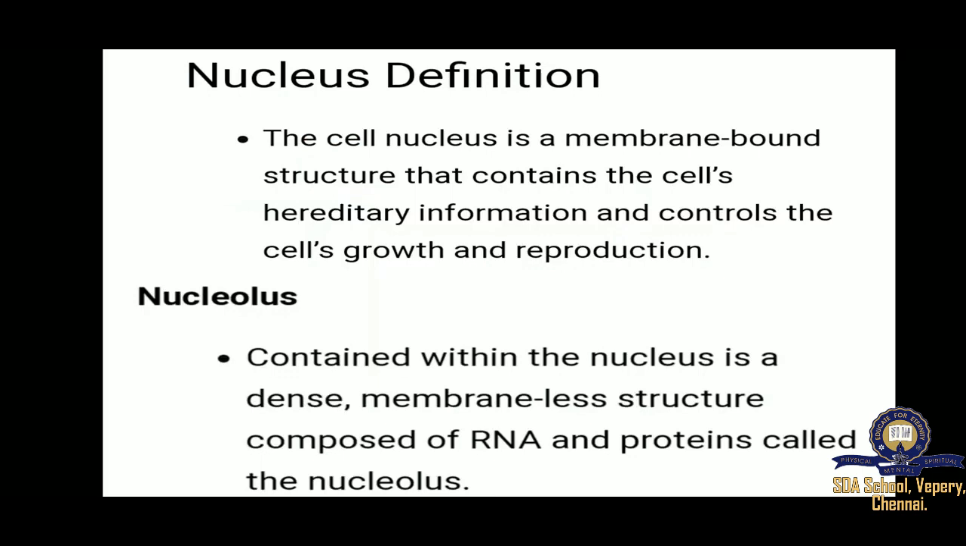Now we are going to discuss the nucleolus. The nucleolus is contained within the nucleus. It is a dense, membrane-less structure composed of RNA and protein called the nucleolus. Some eukaryotic organisms have a nucleus that contains up to 4 nucleoli. The nucleolus disappears when a cell undergoes division and is reformed after the completion of cell division.